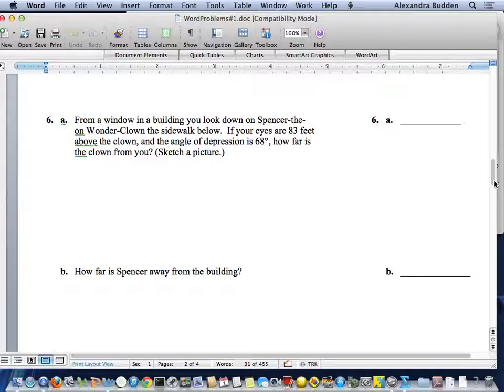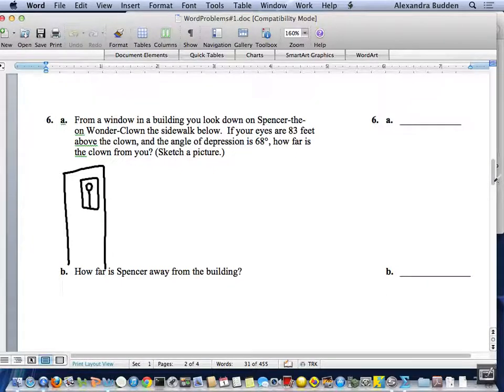we are going to start with problem 6a. For all of these word problems, it is very important that you draw yourself a picture. So it says, from a window in a building, you look down on Spencer, the Wonder Clown, on the sidewalk below. Sorry, clearly my grammar was not very good here. So I'm going to draw that before I move on.